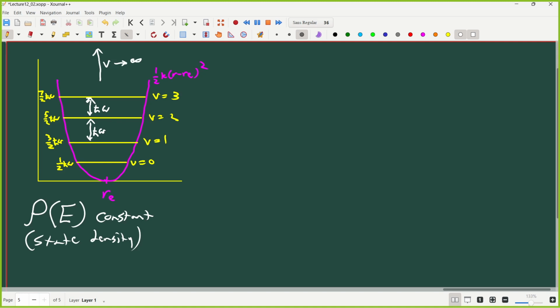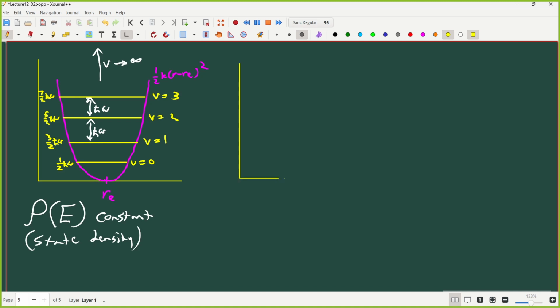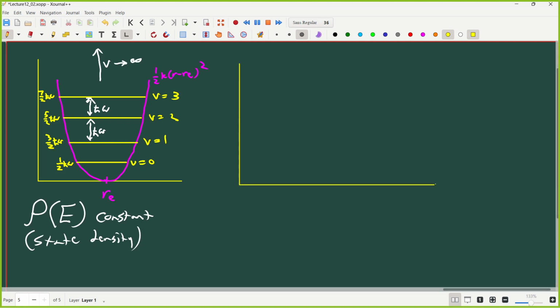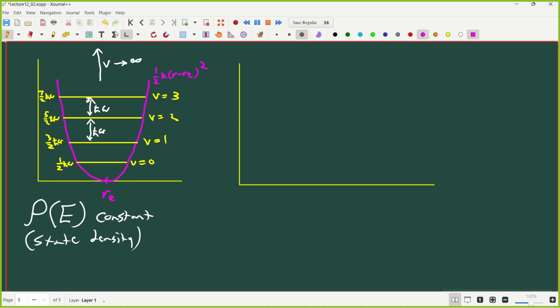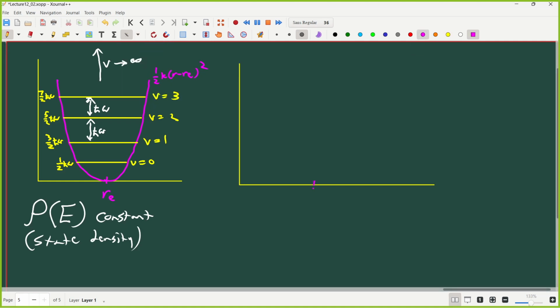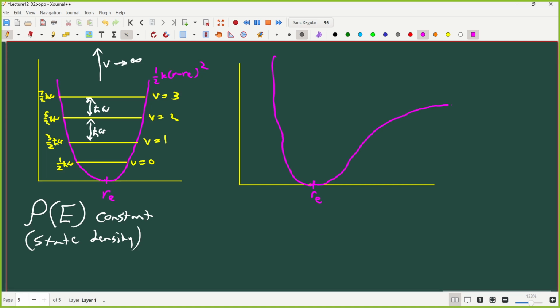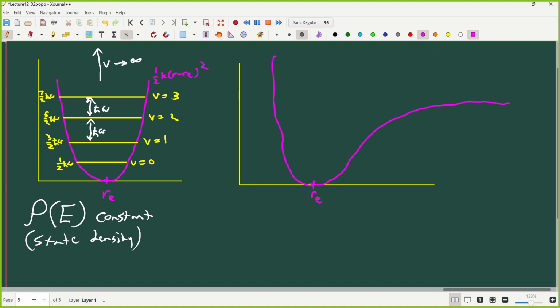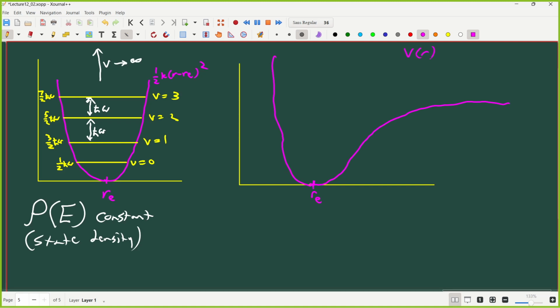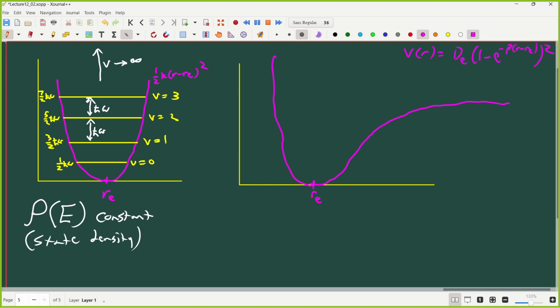So what does the equivalent picture look like for the Morse oscillator? I'm going to try to draw this the same as before, just to have a nice comparison. Put R_E here. And remember, our potential has a sharp increase like this, and then it flattens out like this. This is our Morse potential: V of R equals D sub E times one minus e to the minus B times R minus R_E, quantity squared.